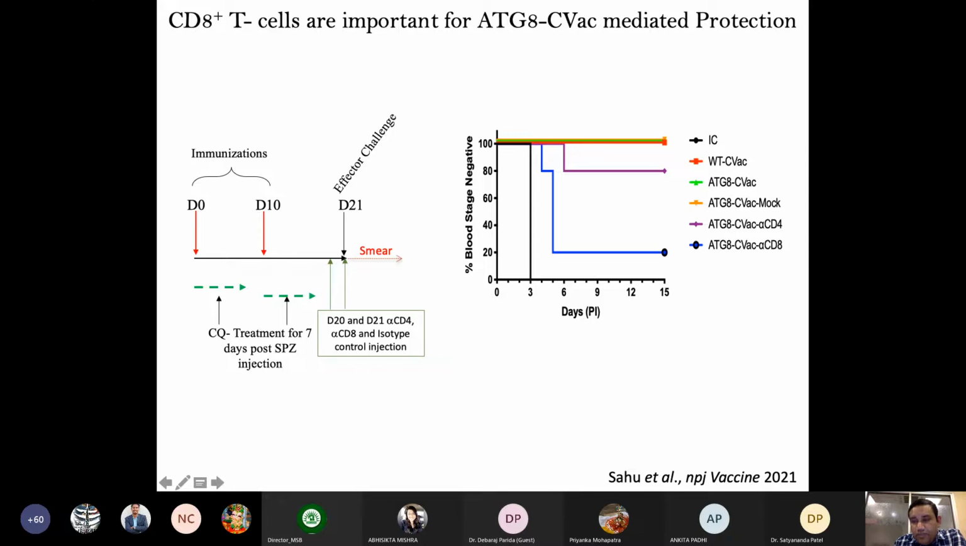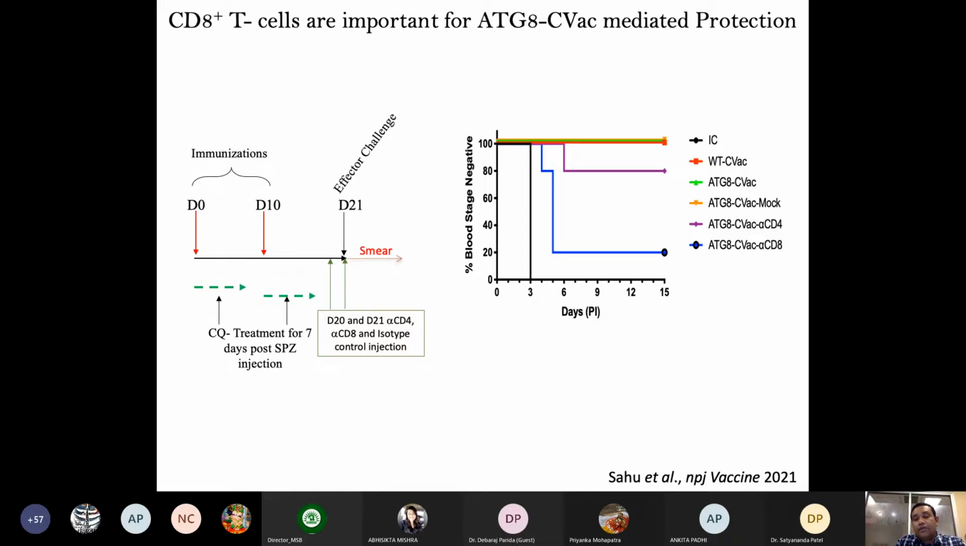And the group in purple depleted all the CD4 T cells, and the one in blue, all the CD8 T cells. Once you deplete these CD4 and CD8 T cells, you see the mice start losing protection, and most of the mice lose protection when you deplete CD8 T cells. It tells us the CD8 T cells are important for the protection when we immunize them with the ATG8 mutant. So now we know that CD8 T cells are important for protection.